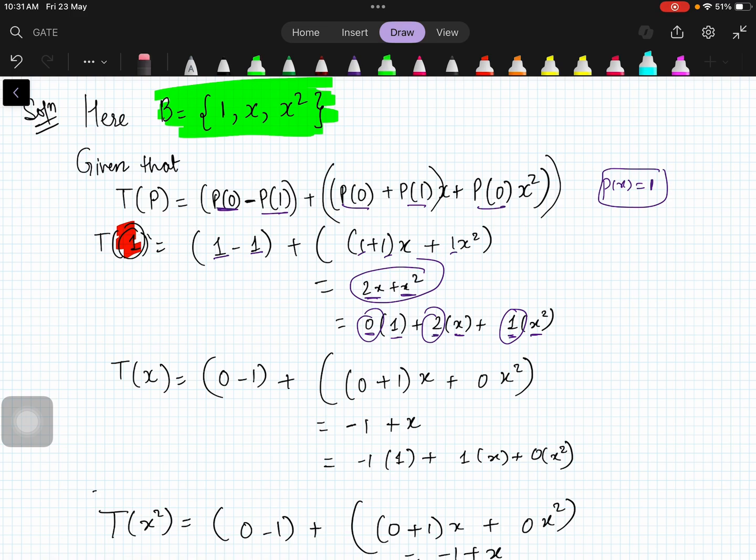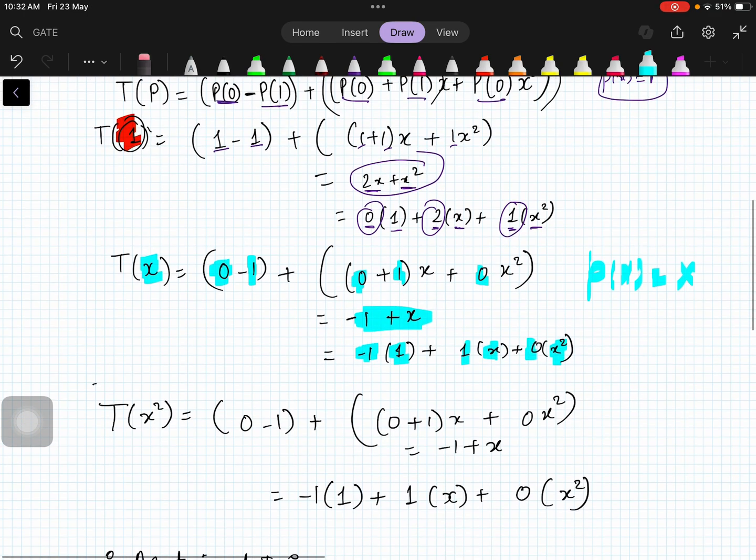Similarly, you go for the next one. Now you take p(x) is equal to x. In that case, p(0) will be 0, p(1) will be 1, so 0, 1, 0. So you get minus 1 plus x. So this is minus 1 times 1, and then 1 times x, and 0 times x squared. So this is your second column of the transformation.